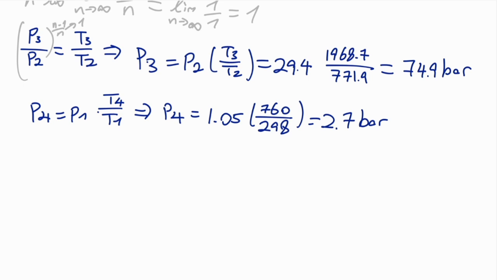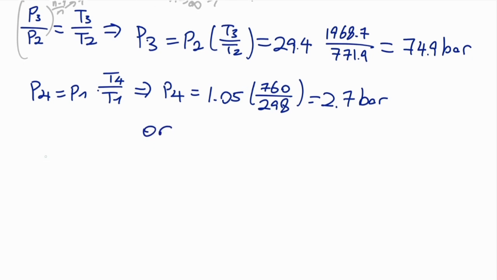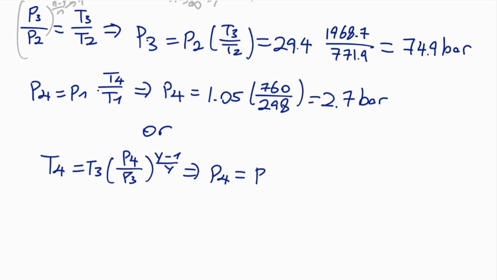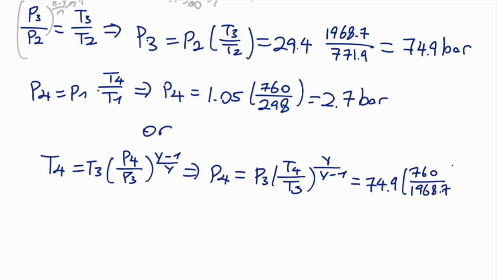For the people who want to be a bit more interesting, and wanted to solve this via the isentropic expansion case, that's of course also doable. T4 is equal to T3 to the power of P4 over P3, to the power of gamma minus 1 over gamma, right? This is the isentropic case. Now, P4 itself, if we rearrange the terms, is P3 times T4 over T3, moving the exponent to this side, gamma over gamma minus 1. This is equal to 74.9 times 760 divided by 1968.7 to the power of 1.4 over 0.4. And if you put this in your calculator, you also get 2.7 bars.